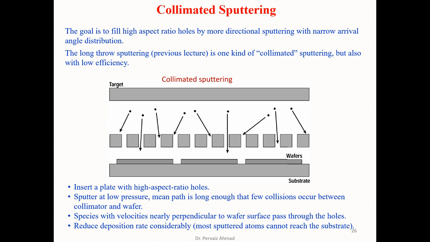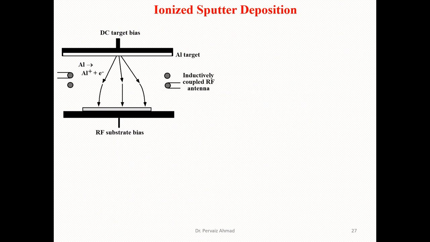And why is that? We already mentioned the reasons: the mean free path is long, so there are few collisions between the collimators and the vapor. That ultimately results in a reduced deposition rate because more sputtered atoms cannot reach the substrate. So in such a technique, the deposition rate will be very, very low.